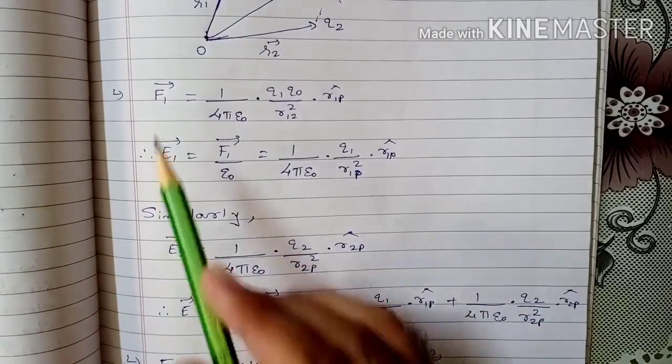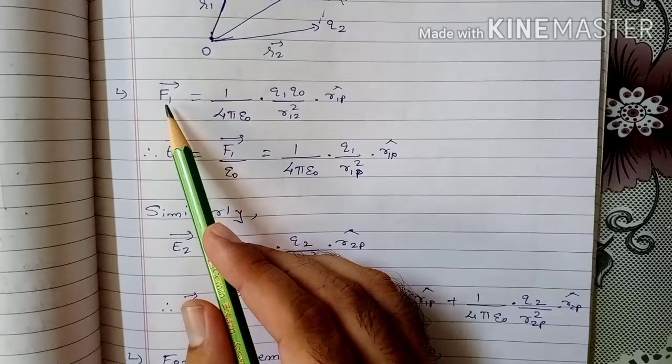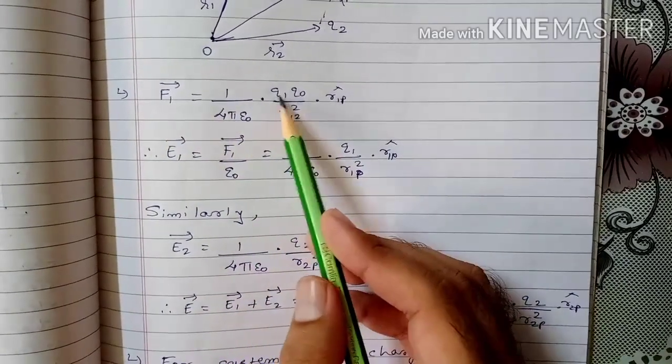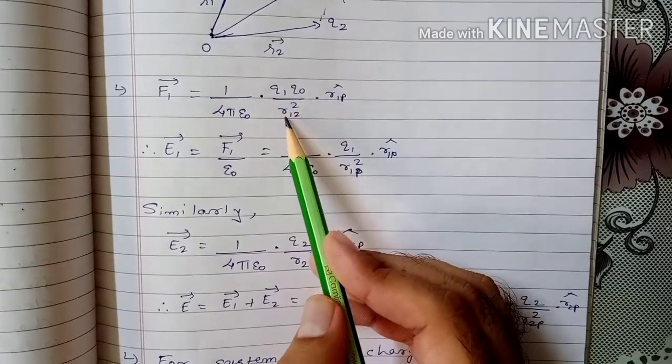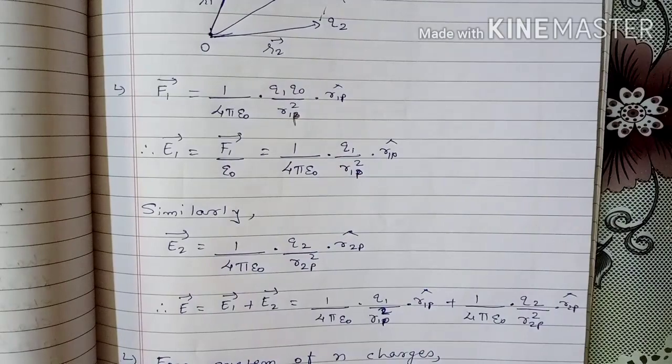If we have to find the force acting on q naught, a test charge, due to the first charge, then F1 vector is given by F1 vector is equal to 1 upon 4 pi epsilon naught q1 q naught upon r1 p square into r1 p cap.